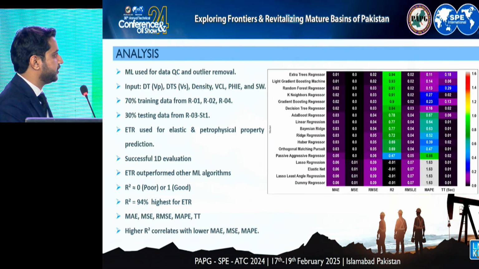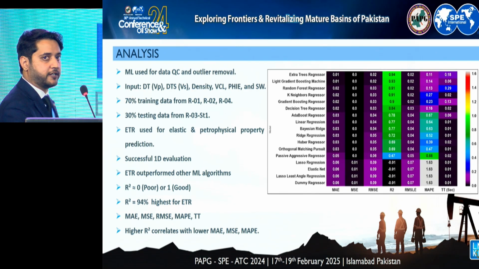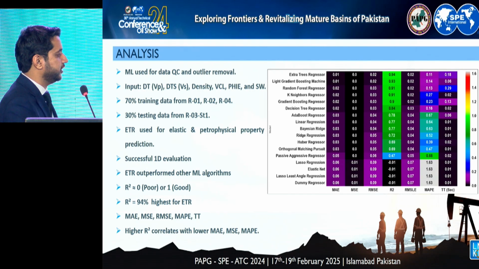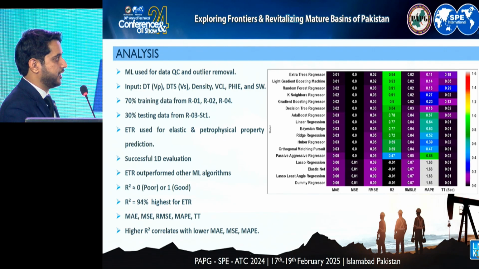So these are the machine learning algorithms used for outlier removal and the QC of the data. As you can see, the extra-tree regressor is performing far better than any other algorithm present here. About 94% R2, or correlation factor, is present here. And the mean absolute error, the mean square error, and the root mean square error are also minimum in this case. The time, as you can see, is about 0.18 seconds to train, but we can sacrifice that for better consistency from the extra-tree regressor algorithm.